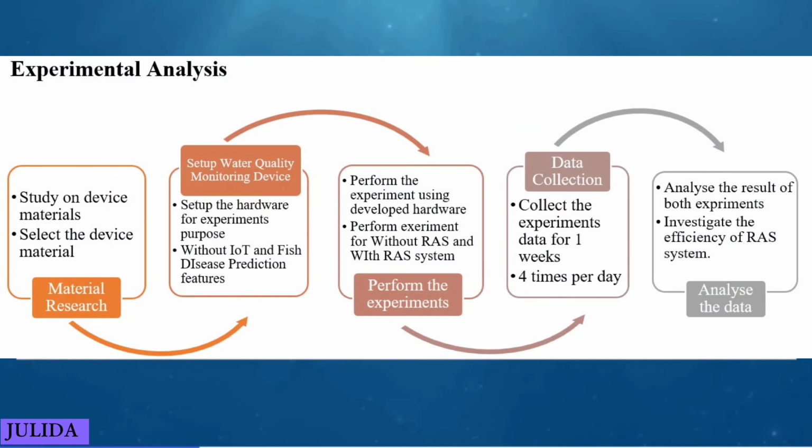There are two primary phases in this project procedure. The first section is known as the experimental analysis section, while the second section is known as the fish disease prediction section. Several procedures were carried out as part of the experimental analysis to evaluate the effectiveness of the recirculating aquaponic system, or what we know as the RASC, in terms of performance.